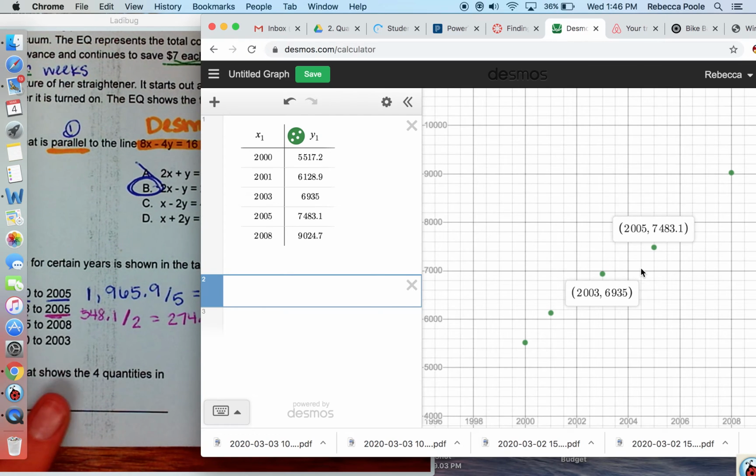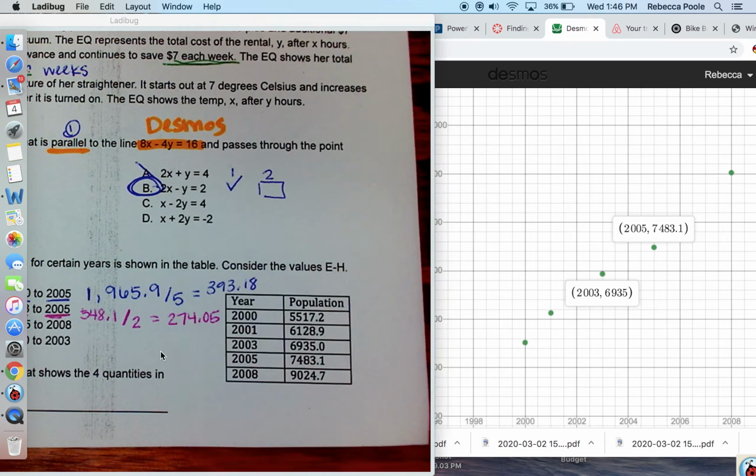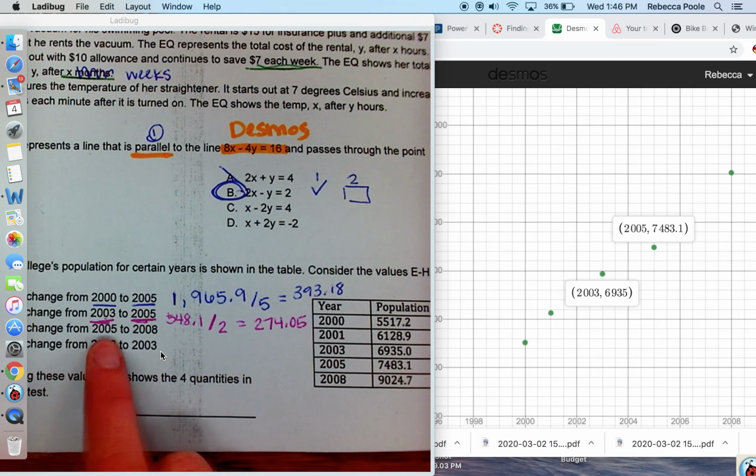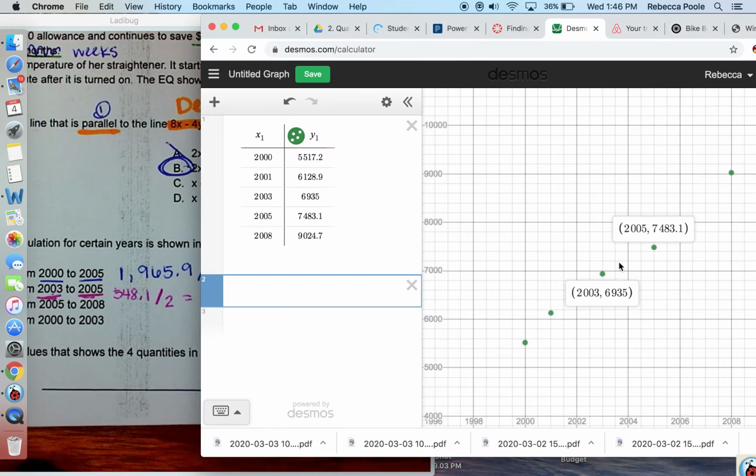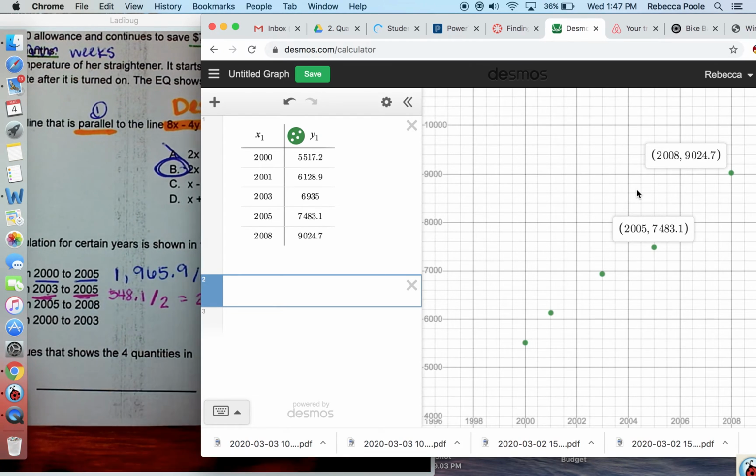Alright. So my next one I need to check is from 2005 to 2008. So let's go to our Desmos graph and unclick these points. Now I want to check 2005 to 2008. That looks like a pretty big change, right? So again, I'm going to do the difference in my y's, change in y, over change in x. That's how I find rate of change.